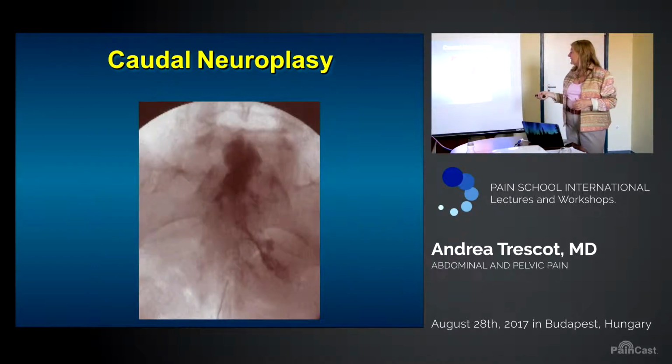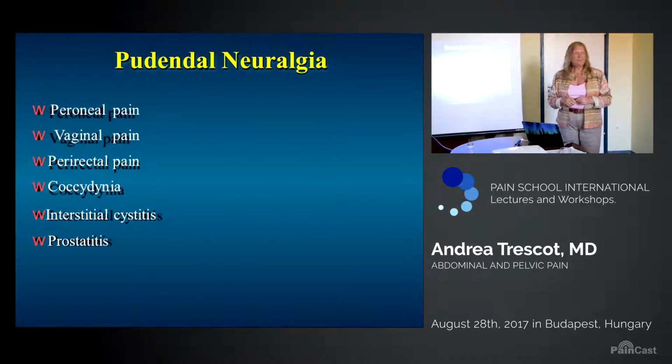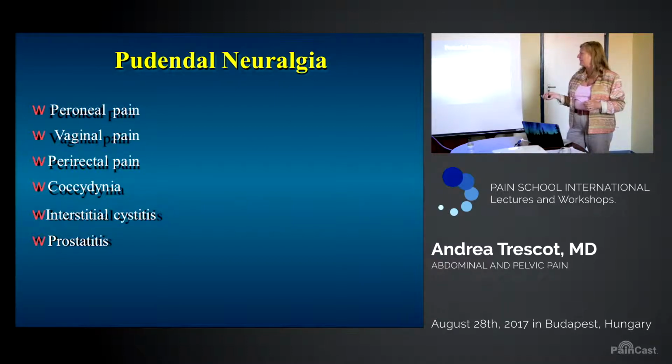Caudal neuroplasty allows us to recognize that adhesions in the lumbar and sacral region can cause problems with the sacral nerve roots. And then the pudendal nerve, and we've talked about the pudendal nerve a couple of times already, but it's a very important nerve because it can cause perineal, vaginal, perirectal pain, coccydynia, and mimic interstitial cystitis and prostatitis.